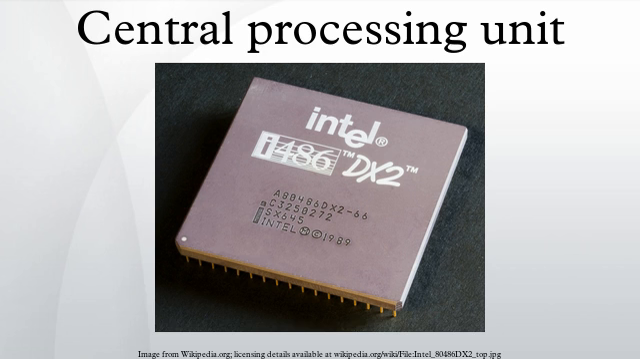Additionally, while discrete transistor and IC CPUs were in heavy usage, new high-performance designs like SIMD vector processors began to appear. These early experimental designs later gave rise to the era of specialized supercomputers like those made by Cray Incorporated.